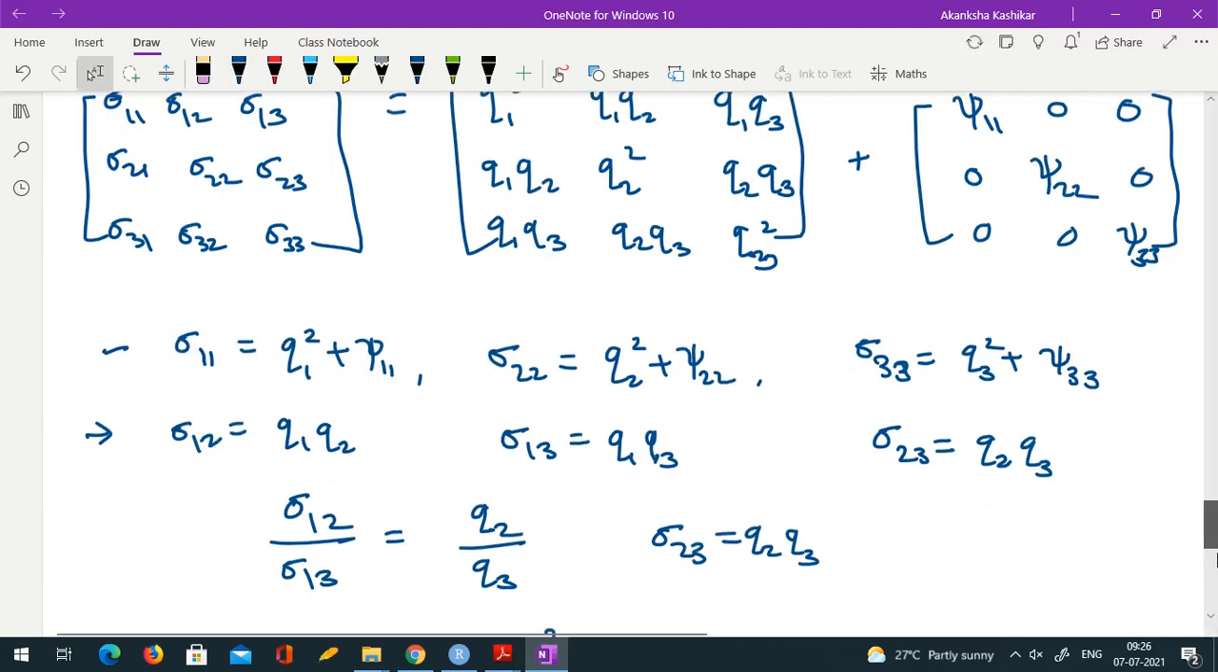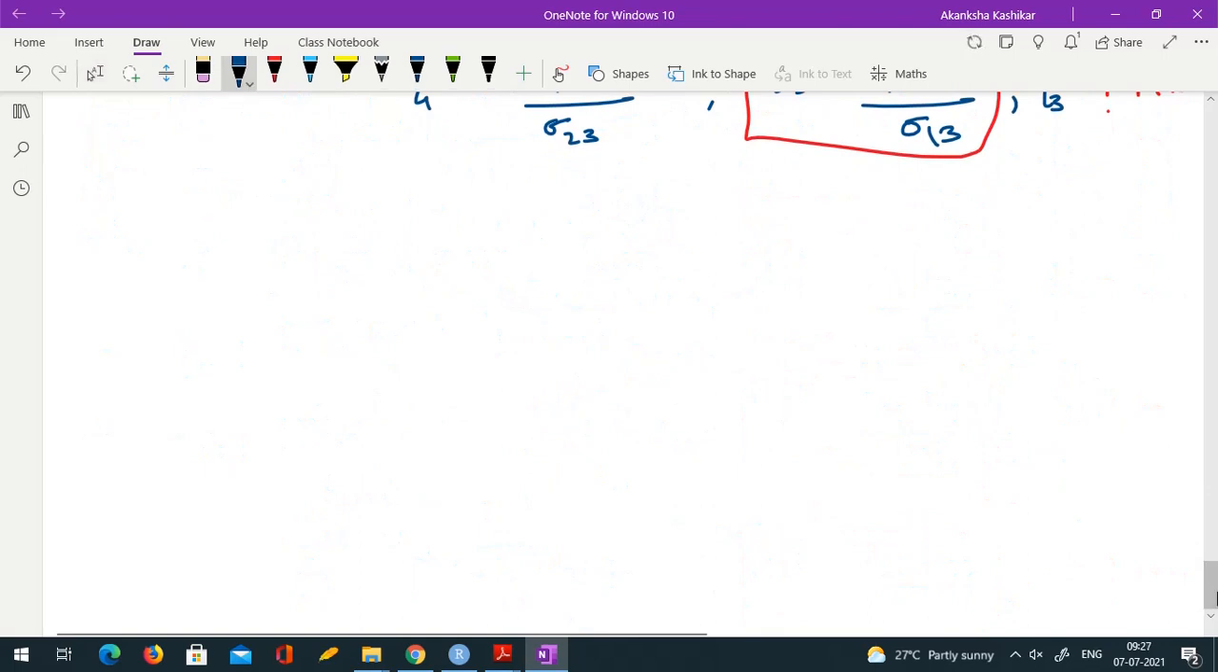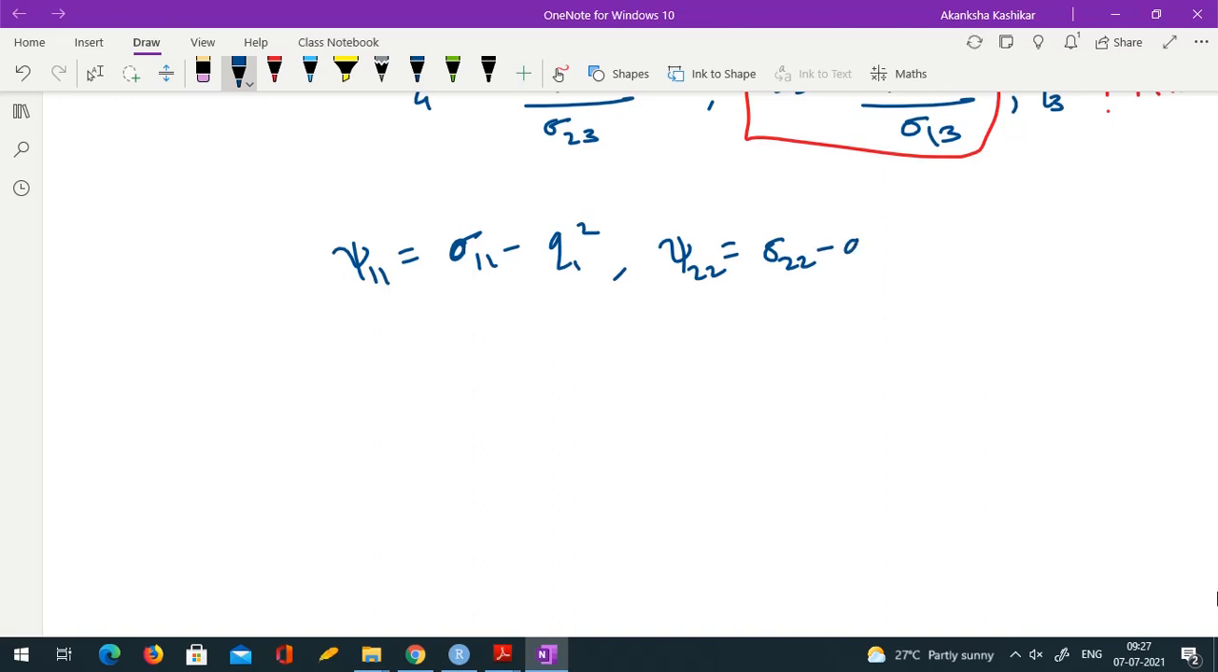So I can write psi 1 1 as sigma 1 1 minus q1 square, psi 2 2 as sigma 2 2 minus q2 square, and psi 3 3 as sigma 3 3 minus q3 square. So now I have solutions. I have values of all the 6 parameters. Hence, I have gotten a unique solution.